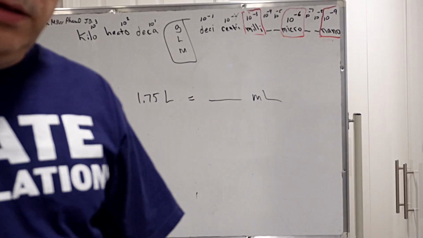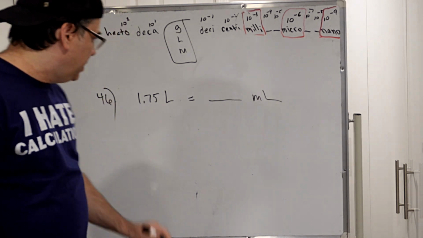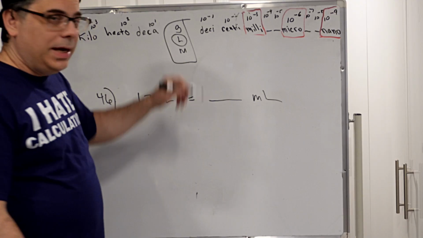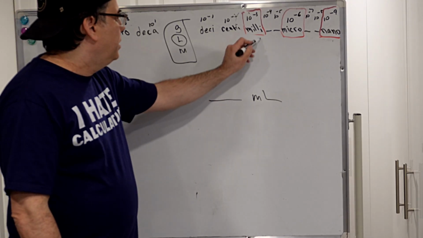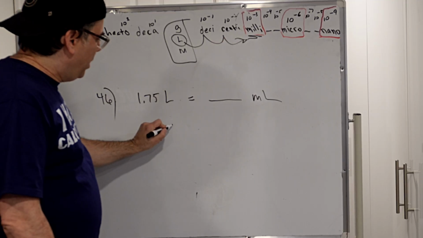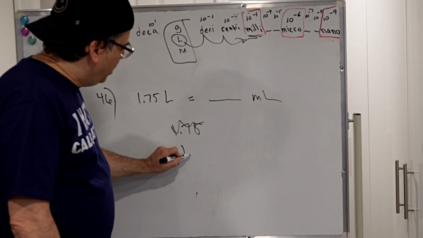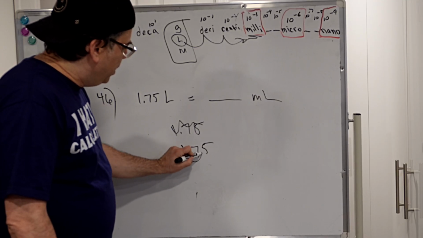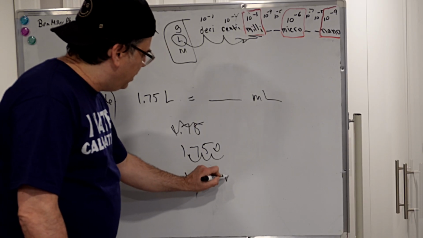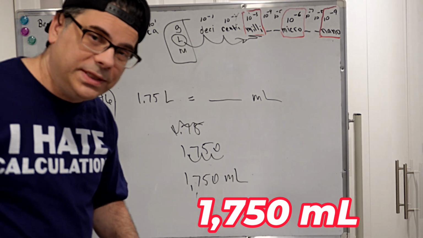All right. Question 46. 1.75 liters is equal to how many milliliters? So, liters, again, is your base unit. We're going to milli over here. 1, 2, 3. So we have 1.75, move it 1, 2, 3. So we have 1,750 milliliters. 1,750 milliliters.